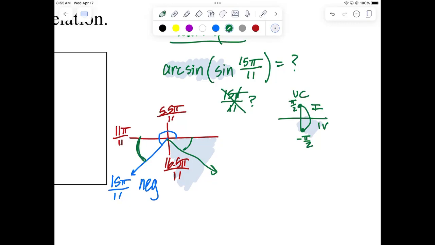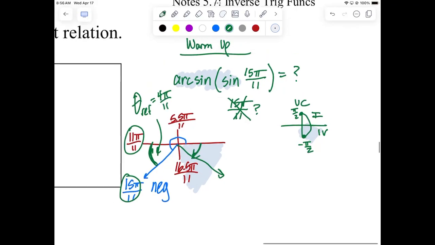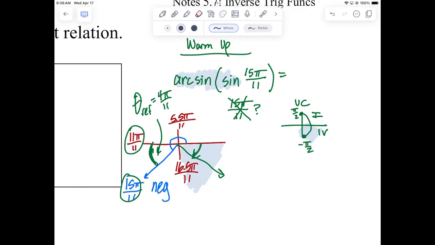I just need to figure out the reference angle. And so we got 11 here and 15 here. How far is it from one to the next? 4 pi 11ths. So now I have to rotate clockwise 4 pi 11ths, which means my answer is going to be what? Excellent. We don't even have to have 15 pi 11ths on the unit circle. We just have to know how to do what we just did right here. And we know how to do that.